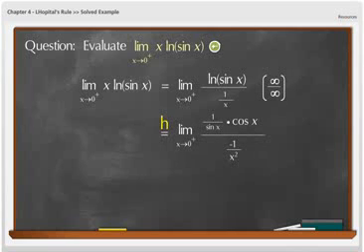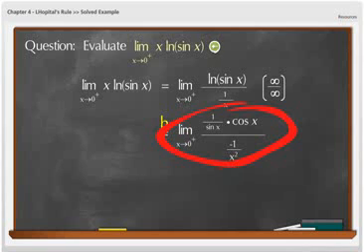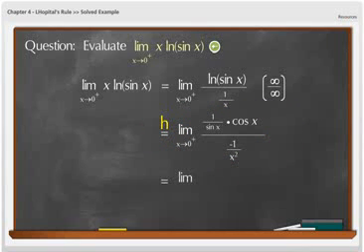Now, before you go ahead and think of applying L'Hopital's rule for the second time, you need to simplify your expression a little bit, because sometimes you might end up evaluating your limit without the need to use L'Hopital's rule a second time. So this is equivalent to the limit as x goes to 0 from the right of minus x squared times cosine of x divided by sine of x. This is going to give you the indeterminate form 0 over 0.